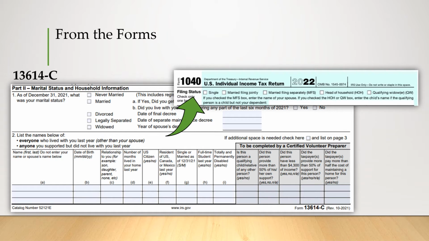Before we get into the nuts and bolts of determining filing status, let's take a quick look at our flow of information. If you remember from the Intake Interview and Quality Review course, our intake form, Form 13614-C, has information about marital status and household information in Part 2. Our job is to take that information and translate it into a filing status that is reported in one of the 5 checkboxes at the top of the 1040 form.